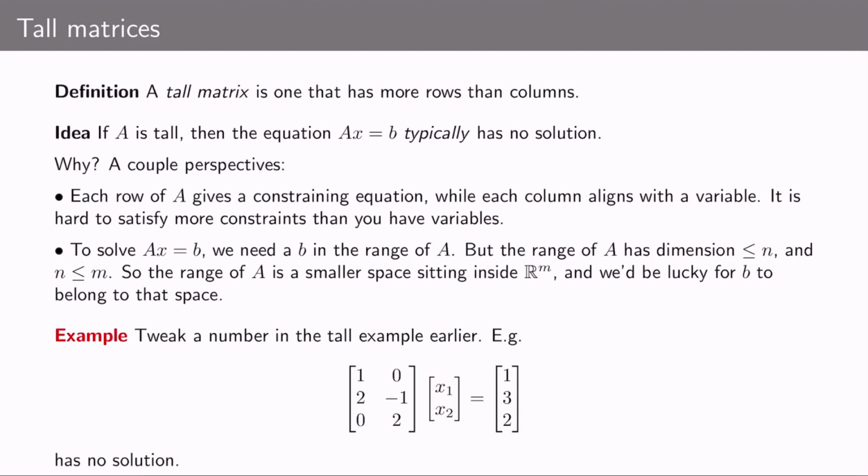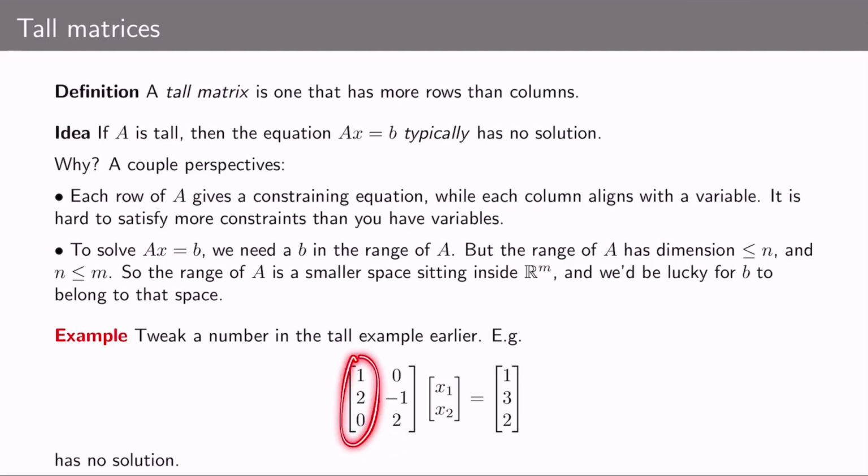Let's look again at the first example from the previous slide, but this time I've tweaked a number. I took that -2 that was down here and I turned it into a 2. Now, let's think about what's happening here. I'm given a vector 1, 3, 2, which is in R3. And I am looking for a linear combination of these two columns that gives me that vector in R3.